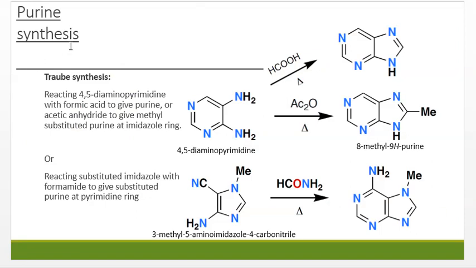Purine synthesis. We can synthesize purine by the reaction of 4,5-diaminopyrimidine with formic acid. It will give us purine, or with acetic anhydride to give a methyl-substituted purine at the imidazole ring. We can also prepare another, substituted imidazole with formamide. By this reaction we can get a substituted purine at the pyrimidine ring. What is pyrimidine? This is the pyrimidine ring. This is the imidazole ring.